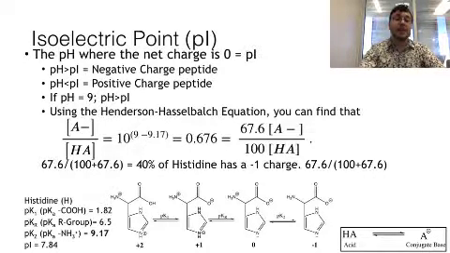Using the Henderson-Hasselbalch equation to confirm this, it can be calculated that at pH 9, about 40% of histidine has a negative 1 charge. Therefore, this statement is correct.